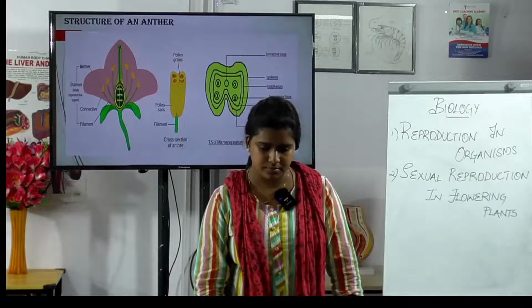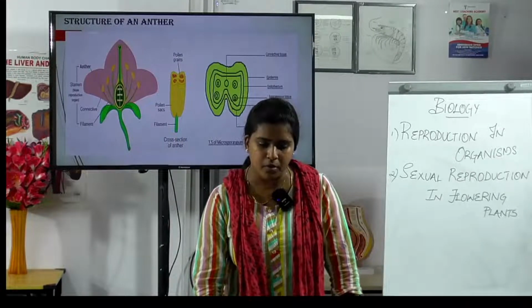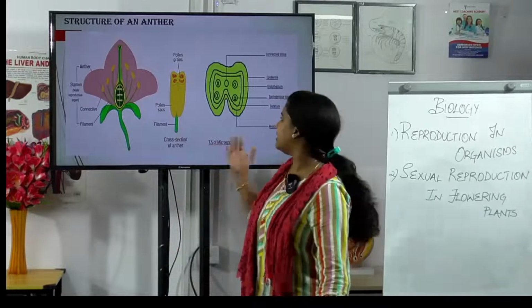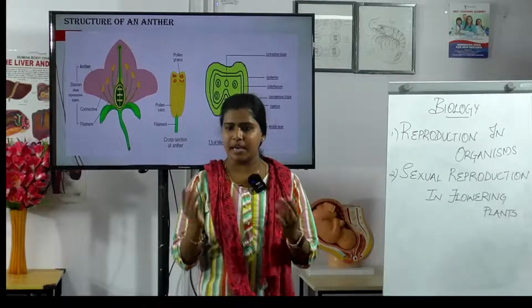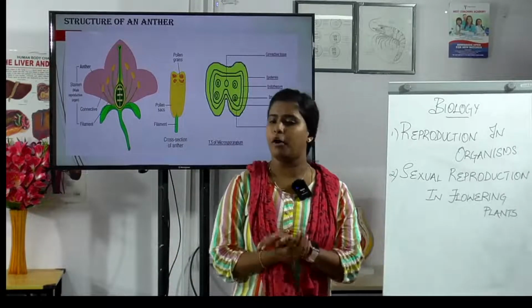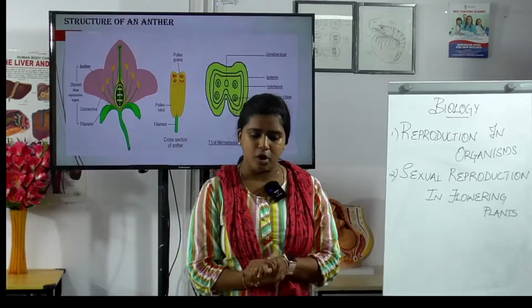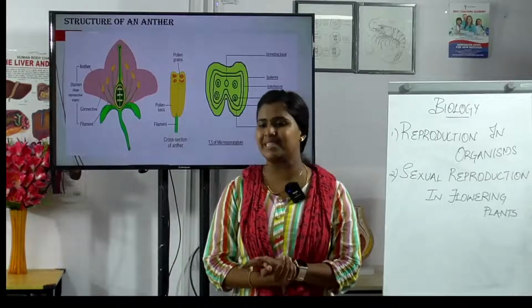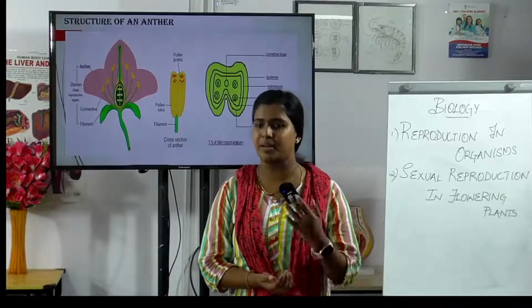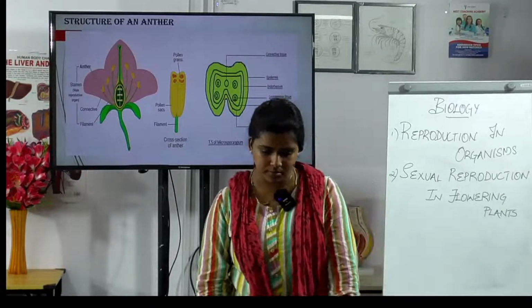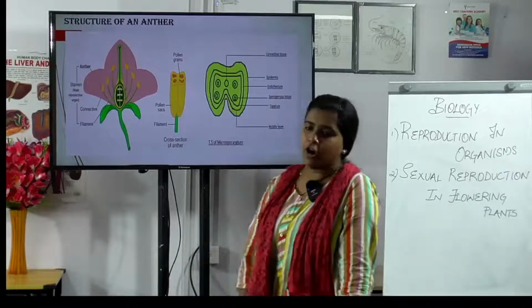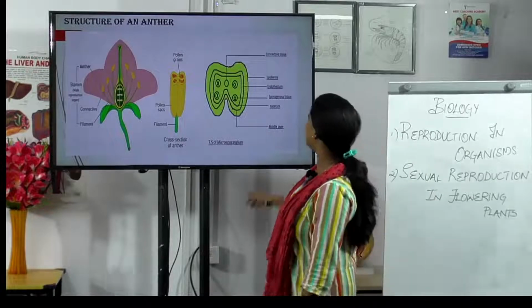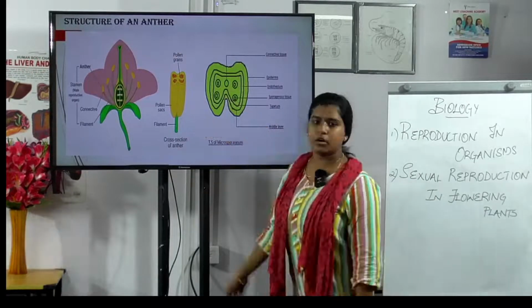Okay, what happens when the anther is young? In the young stage, a group of compactly arranged homogeneous cells called sporogenous tissue will be developed there when the plant is young. Okay, what is the tissue called? Sporogenous tissue, which occupies the center of each microsporangium. They will occupy that place when the plant is young.